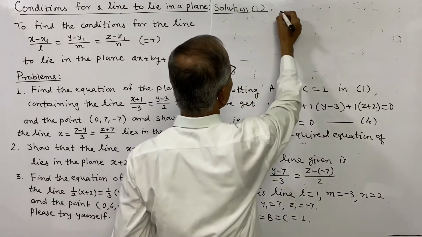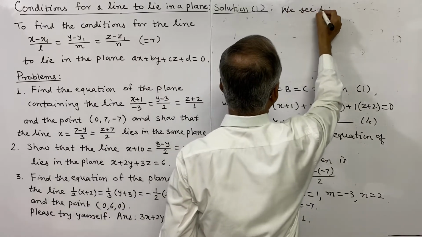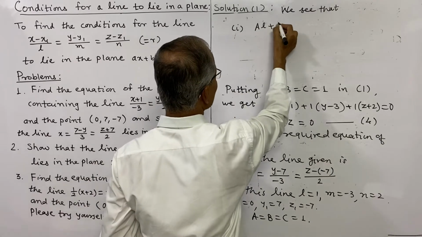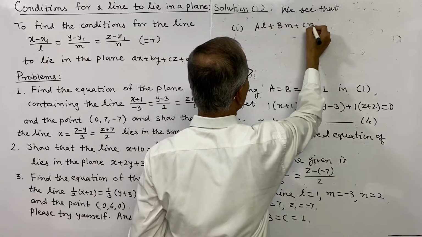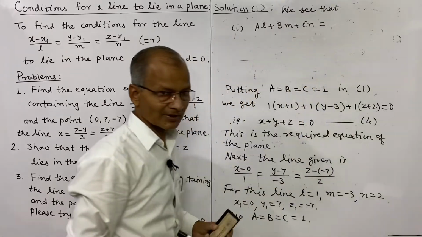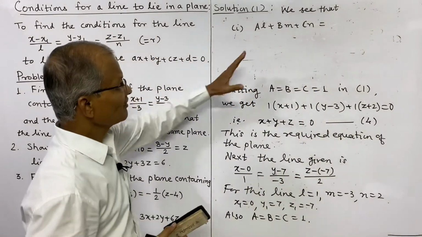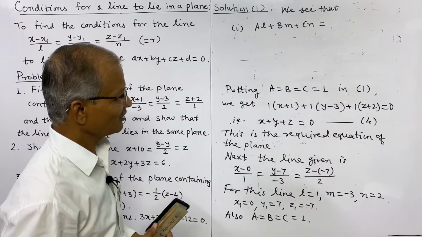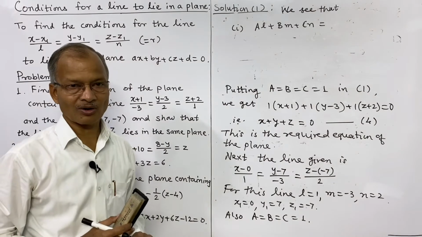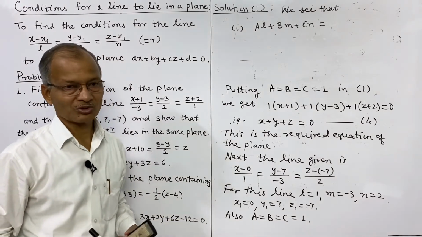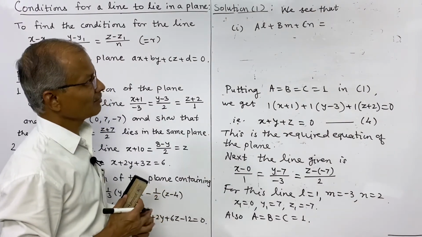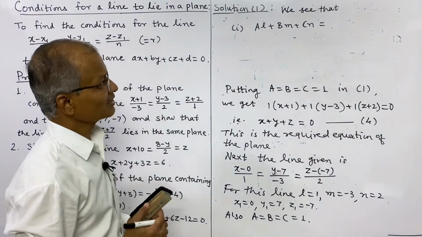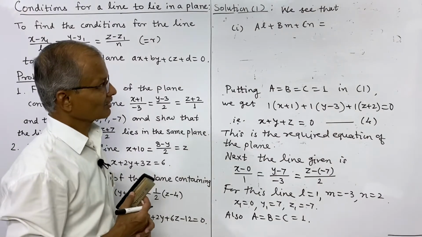And we see that the first condition we must have is A into L plus B into M plus C into N is equal to 0. In place of small abc, we are using capital ABC. That is the change in notation, and we must be familiar with it, because in mathematics we use many notations. So no confusion should be there.